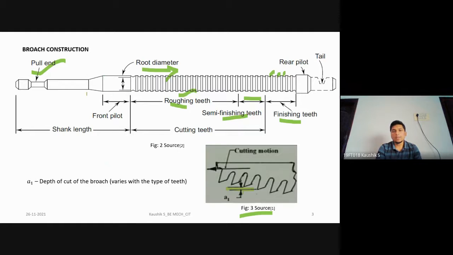During the pulling mechanism, the front pilot has a main role as the broach is pulled through a hole in the workpiece. This makes the broach align itself properly. And then at the right end, we have the rear pilot, which sets the broach in a squared position when the broach is being removed from the workpiece after its machining process.